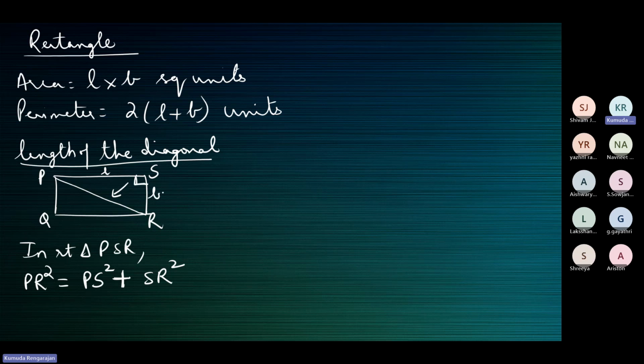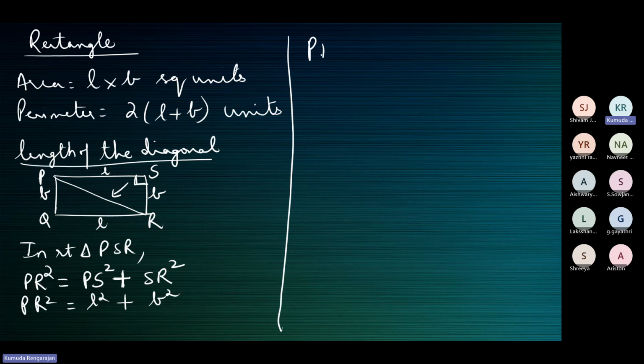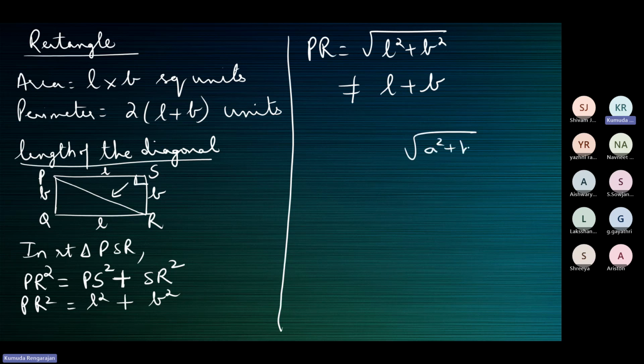This is L, this is B, this is L, this is B. So PR square is equal to PS, which is L, square plus SR, which is B, square. So PR is equal to square root of L square plus B square, which is not L plus B, because square root of A square plus B square is not equal to A plus B. But square root of A square into B square is equal to AB.